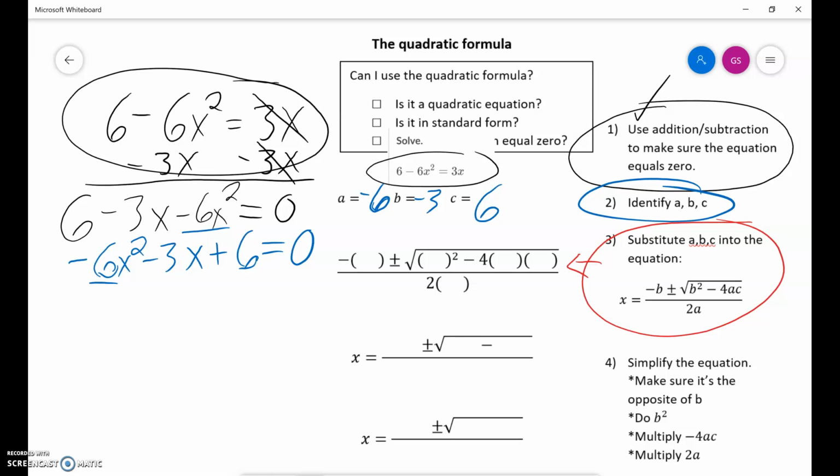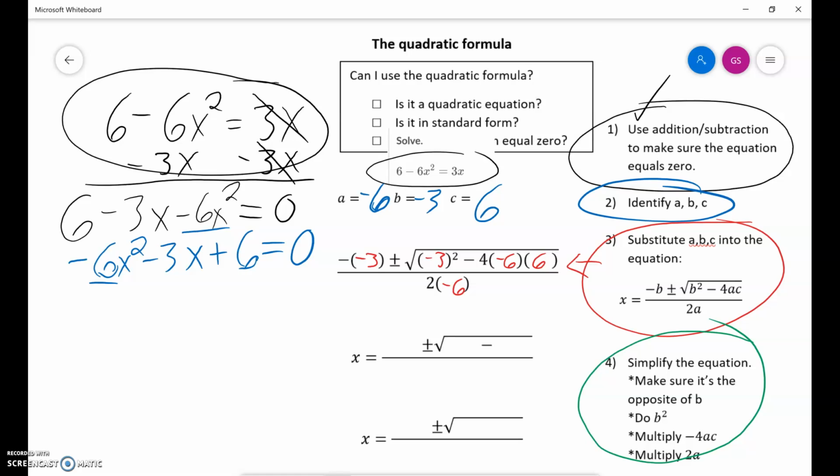Okay, so we got negative 3 here, and we got negative 3 here. We've got negative 6 here because A is negative 6, and negative 6 here because A is negative 6, and then C is just 6. Okay, that's done. All right, now go on to this. See if you can simplify the expression doing those 4 parts, those 4 bullets there.